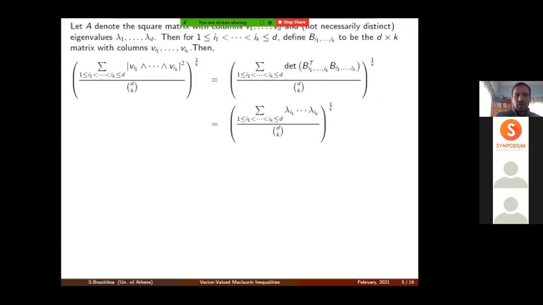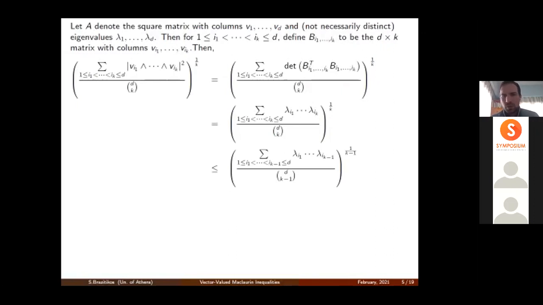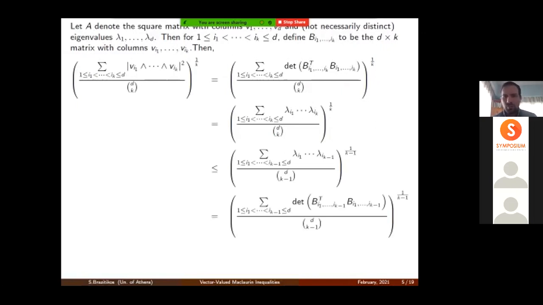Now the nice thing is that we are back to numbers. So these eigenvalues are from A transpose A, for example, and so they are real numbers. We can apply the classical Maclaurin inequality to compare the k mean with the k minus 1 mean. And now we can go back, so we can write it back as the sum of the k minus 1 minors now.